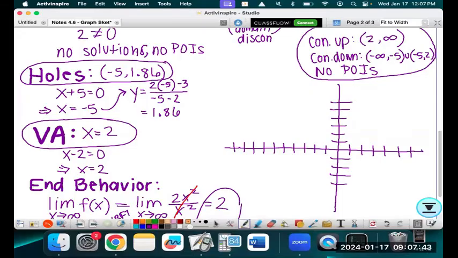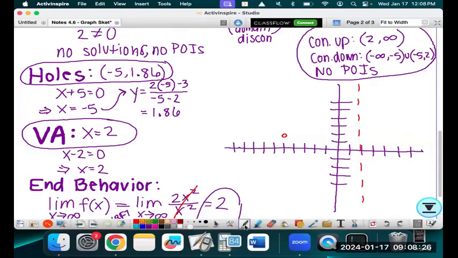Okay, so let's go ahead and start with plotting our hole and our vertical asymptote. -5, 1.86, roughly right there. And then vertical asymptote at 2. Okay. And then we don't have any local extrema or points of inflection to plot. However, if we did have any critical points, like local extrema occurring or any points of inflection, you would want to get both the X and the Y coordinates for those.